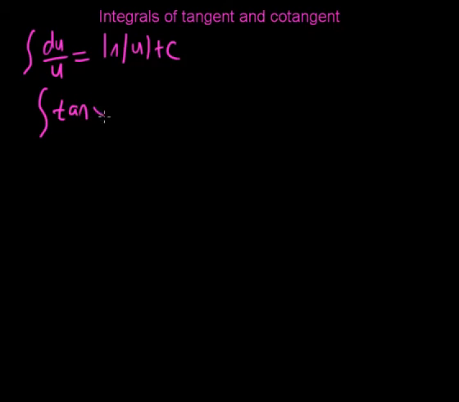And so as you're starting, please remember that the integral of du over u is equal to ln of the absolute value of u plus c. And so if we keep that in mind, if we want to find the integral of tangent of x dx, first thing we'll do is change this to the integral of sine of x over cosine of x dx, because tangent is equal to sine over cosine.